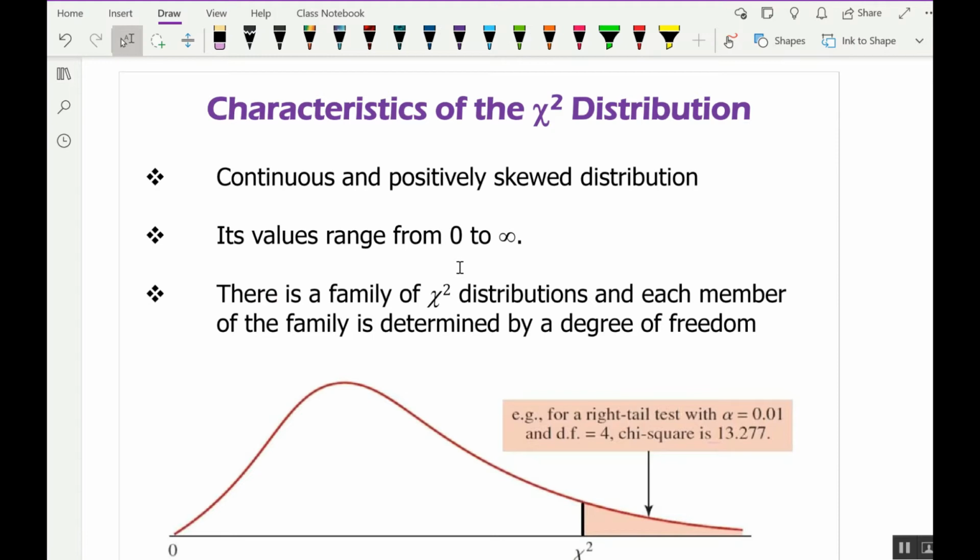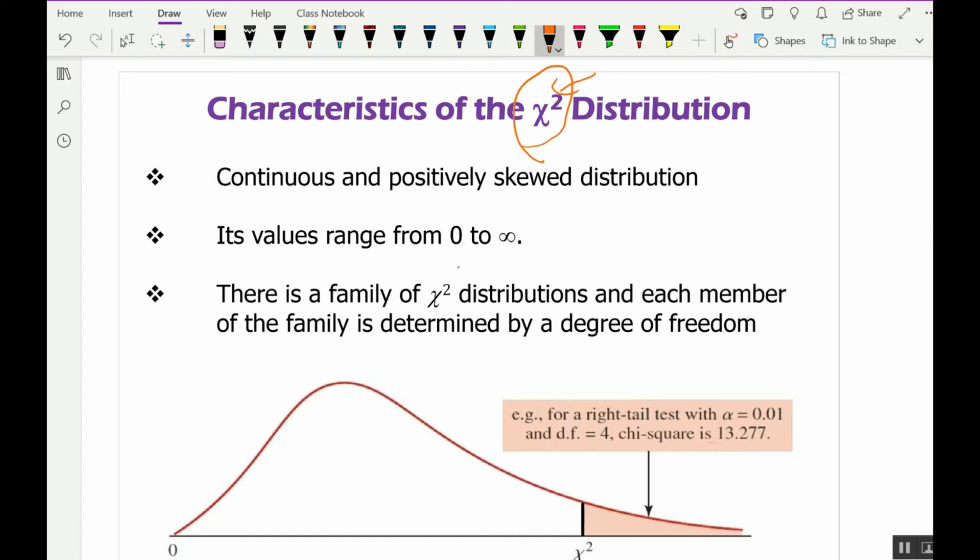Basically, the symbol or notation of chi-squared looks like this. Because this is chi-squared, we have this squared here. Now, the characteristics of this chi-square distribution, like I've also explained throughout our lectures.